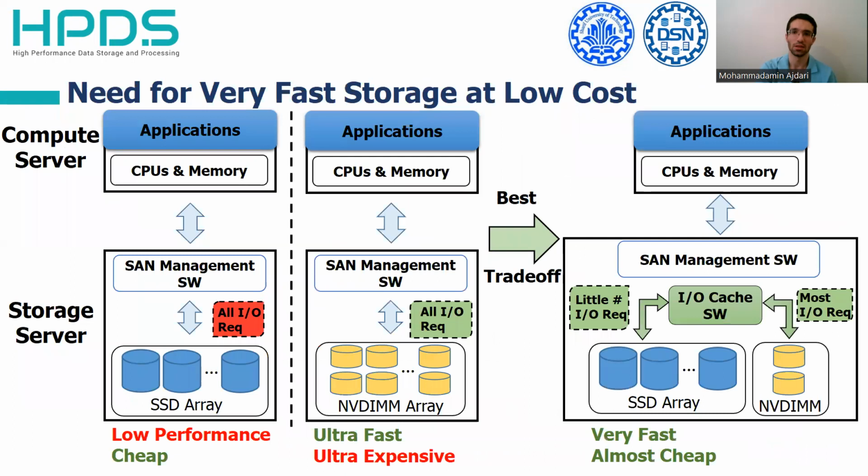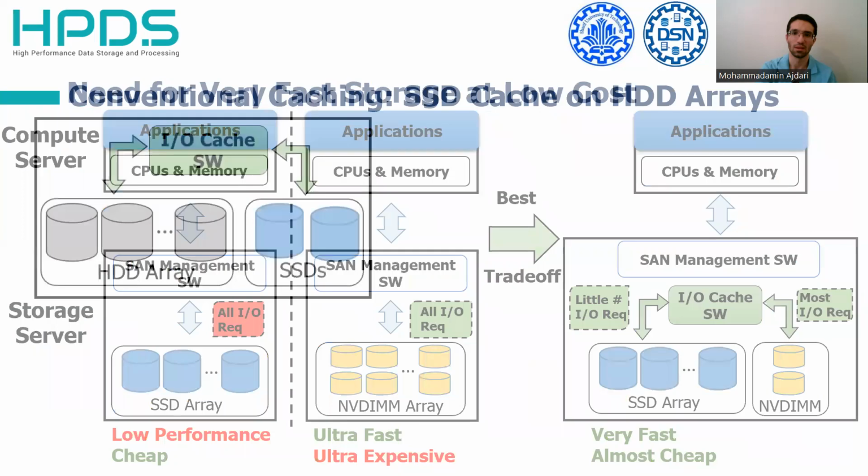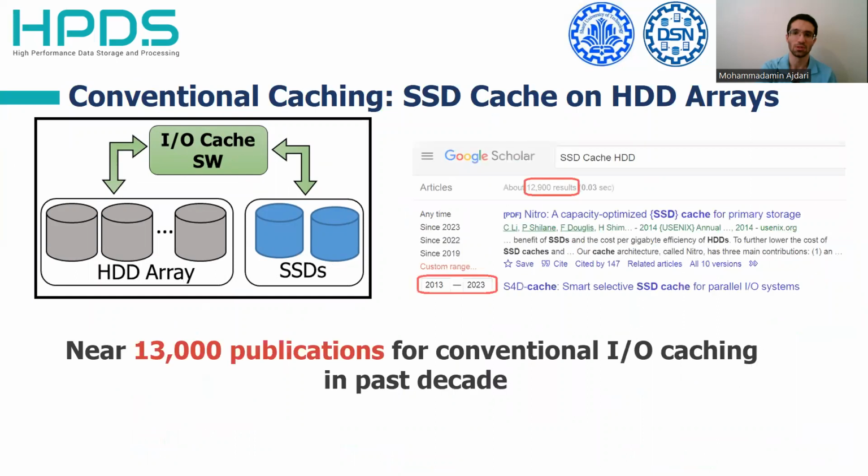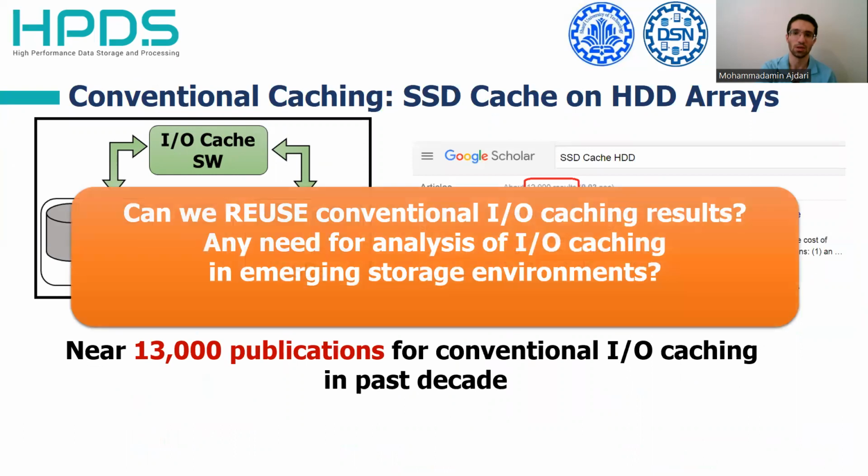Instead of fully relying on SSDs or emerging devices, I/O caching has appeared as a suitable trade-off, providing the high performance of emerging devices and the low cost of SSD arrays. As you know, SSD caching on HDDs has been very popular, and with a simple search in Google Scholar using SSD HDD cache keywords, we see over 13,000 publications within the past decade. Now the question is, do we need to analyze I/O caching for emerging environments again?